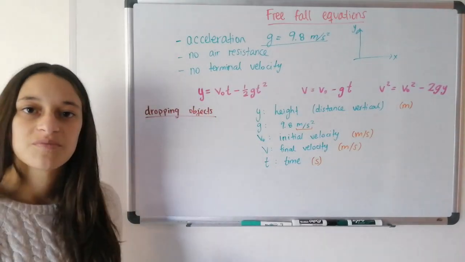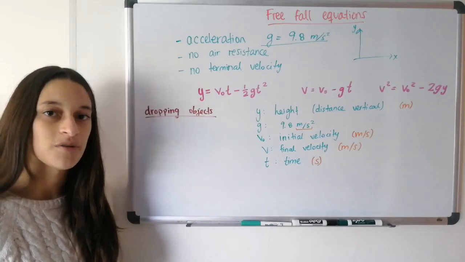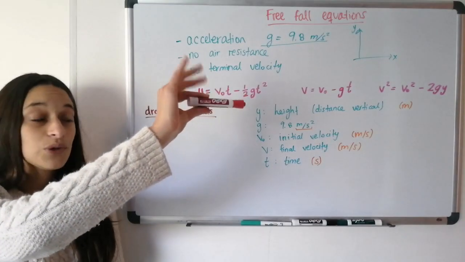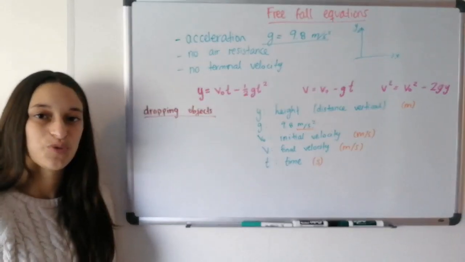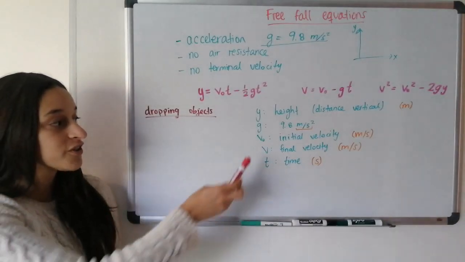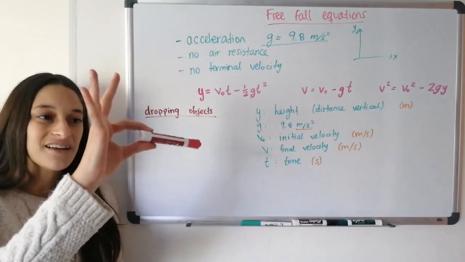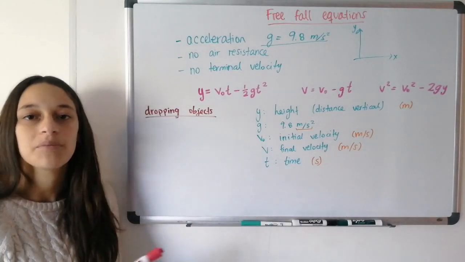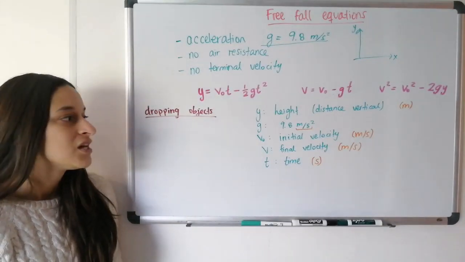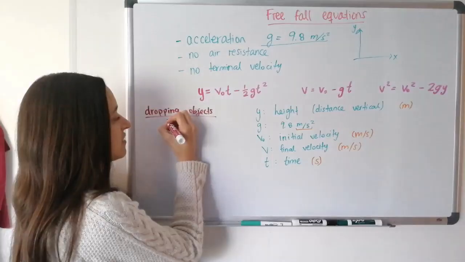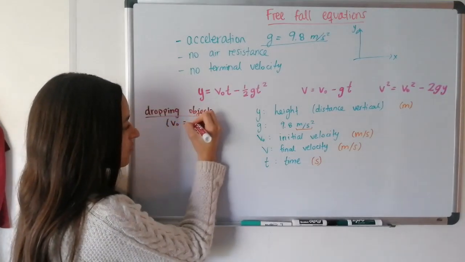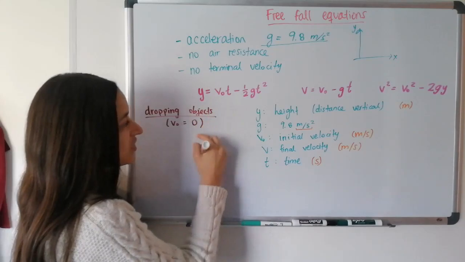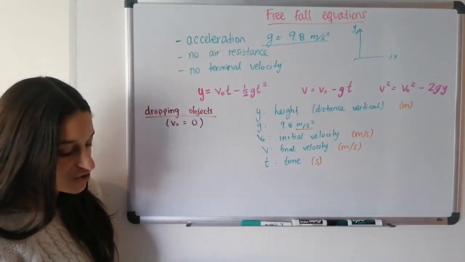So what dropping objects means is that you have an object, you put it up here, and you let go without giving it an initial push. So its initial velocity will be 0 because you just let go, and the object will start accelerating because of gravity, but not because you gave it an initial speed. So what we have here is that the initial speed is 0. So in our equations, we can cancel out the initial speed.